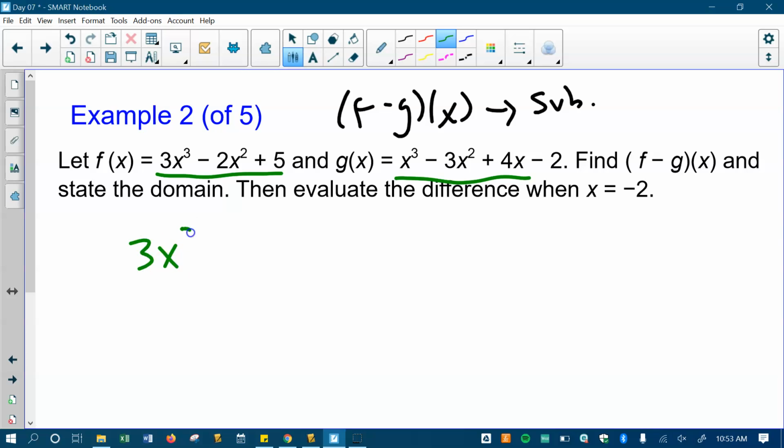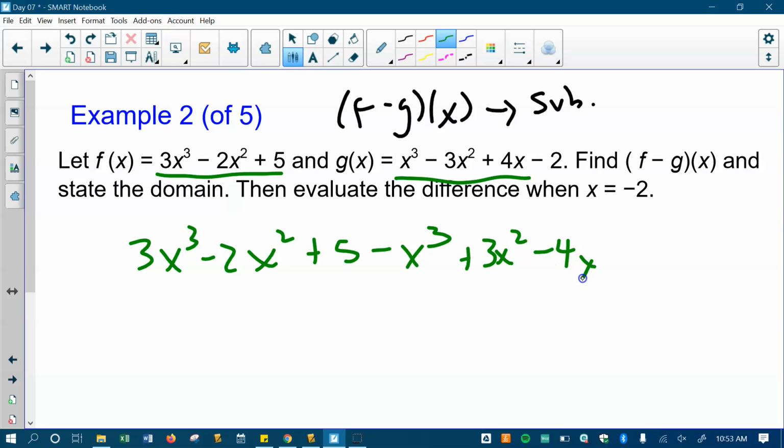We got 3x cubed minus 2x squared plus 5. And we are going to subtract from it, actually I don't need those parentheses, the second part of it. So we are going to subtract x cubed. We are going to subtract negative 3x squared, which is a positive 3x squared. We are going to subtract 4x, and we're subtracting a positive 4x, which gives a negative 4x. And we're going to subtract a negative 2, and that's a positive 2.